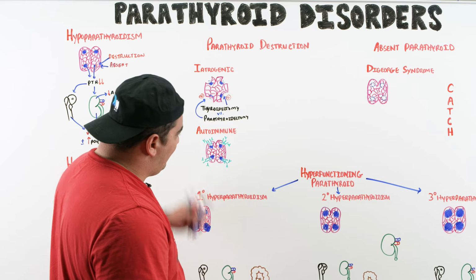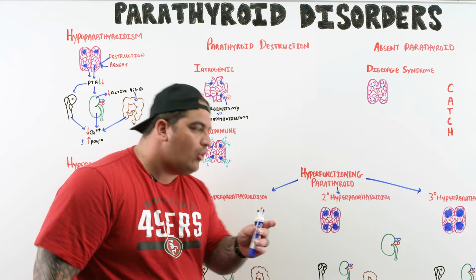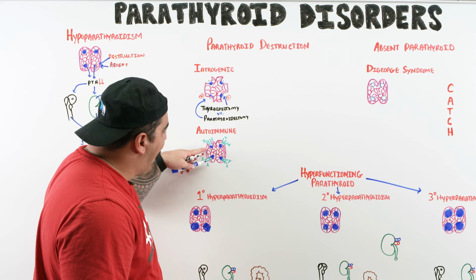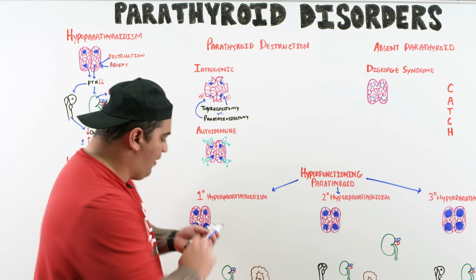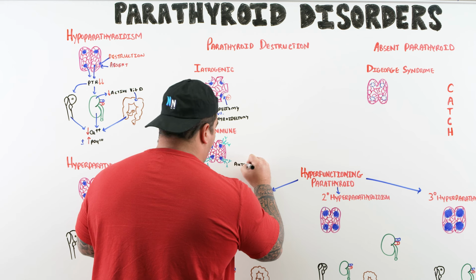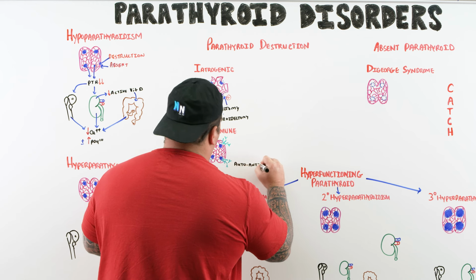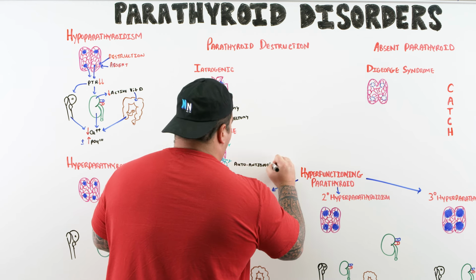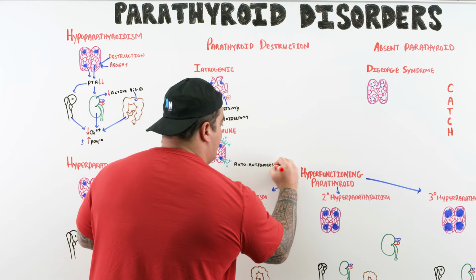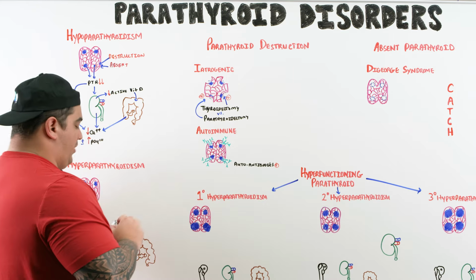Okay, next one is autoimmune. Now autoimmune, this one's a little bit different. There's autoantibodies that are attacking the parathyroid gland. Now, these autoantibodies that we see here, there are so many. Usually it would be so beautiful, it really would be, if we had specific types of autoantibodies that are really pertinent to this process. But we don't.